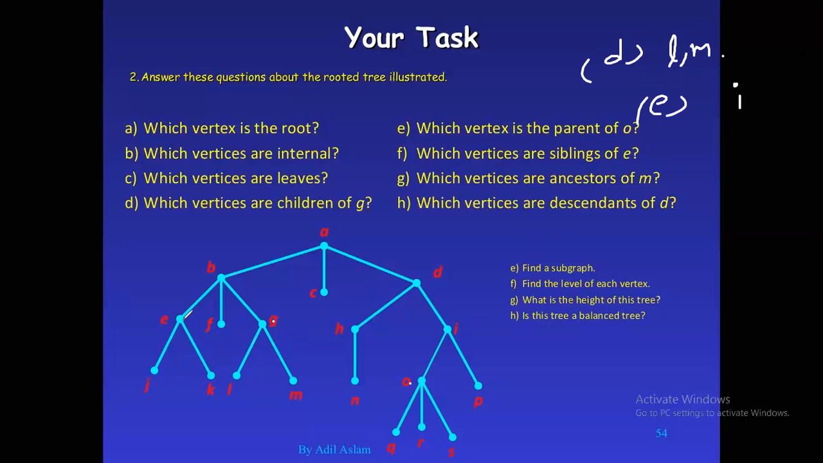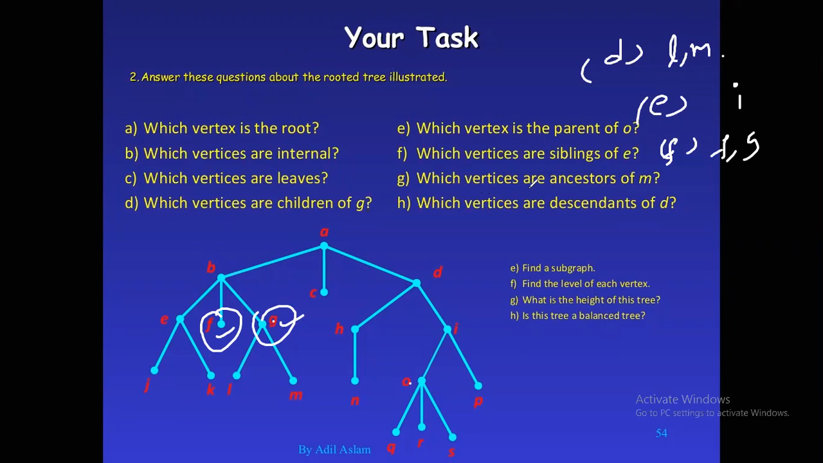Next, which vertices are siblings of E? Siblings of E. We just draw one line. What are the siblings? For F answer, F comma G. E's siblings are F, G.